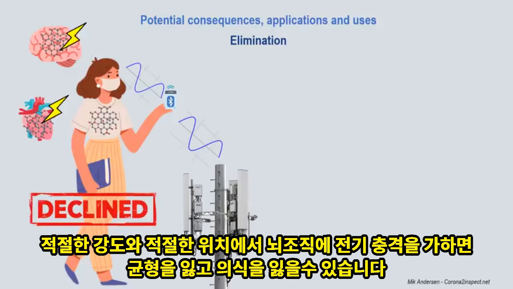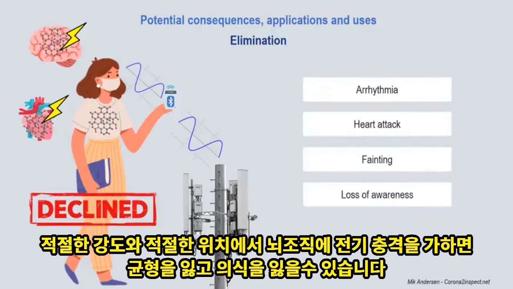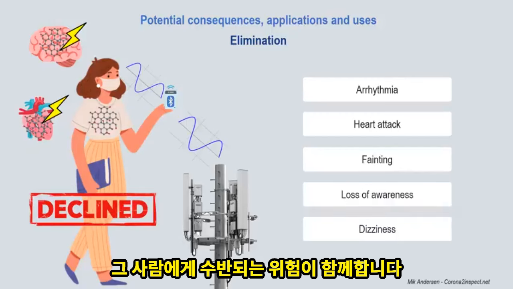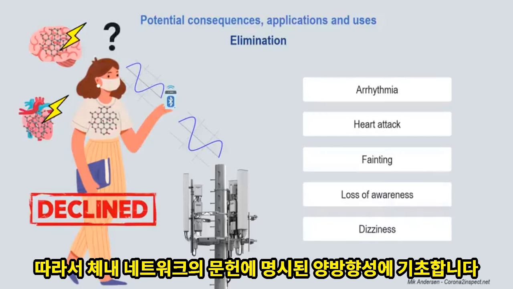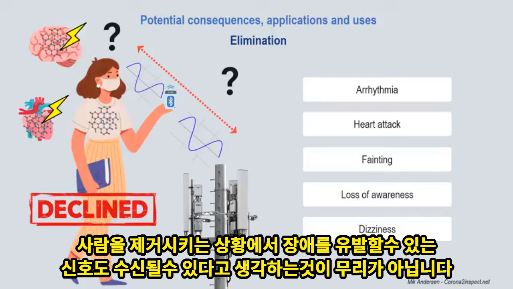An electric shock to the brain tissue, at the right intensity and in the right location, could cause fainting, loss of balance and unconsciousness, with the attendant danger to the person. Therefore, based on the bidirectionality stated in the literature on intracorporeal networks, it is not unreasonable to think that signals could also be received that could trigger the disorders and conditions that lead to the elimination of the person.